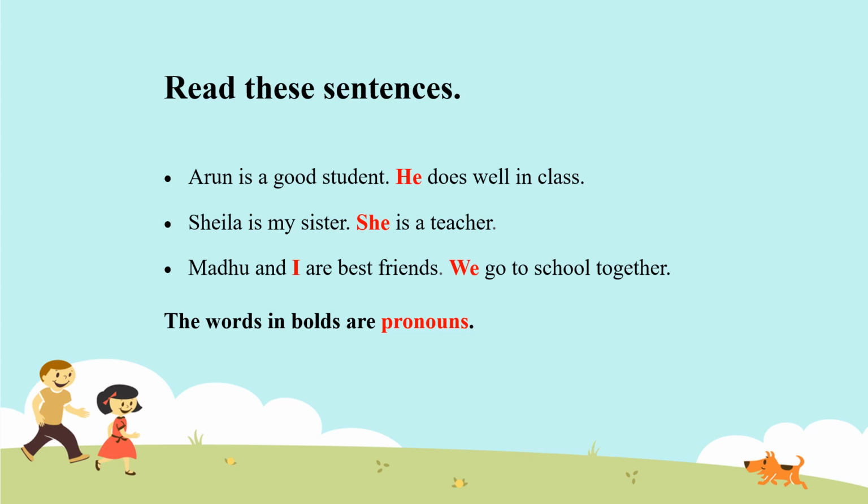Next example: Shayla is my sister. She is a teacher. Here, she is a pronoun which tells about Shayla. Next example: Madhu and I are best friends. We go to school together. Here, I and we are the pronouns.